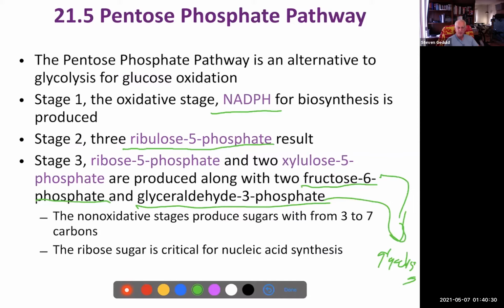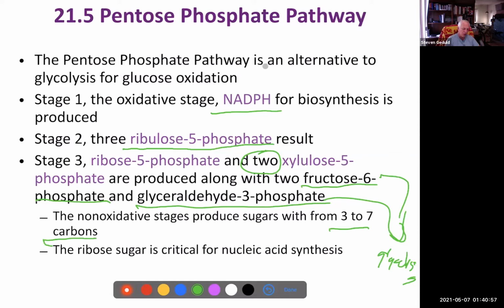Okay, so you're producing 2. Remember, you're cutting it into pieces. You're putting in 2 xylulose 5-phosphates, and you're producing 2 fructose 6-phosphates, and a glyceraldehyde 3-phosphate and a fructose 6-phosphate. So the non-oxidative stages produce sugars with from 3 to 7 carbons on them.